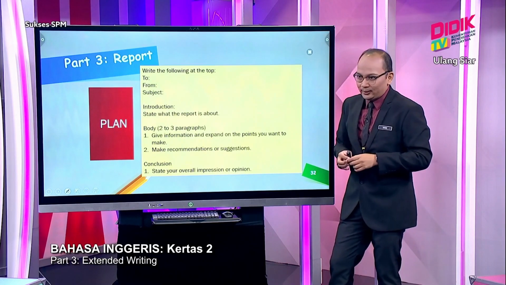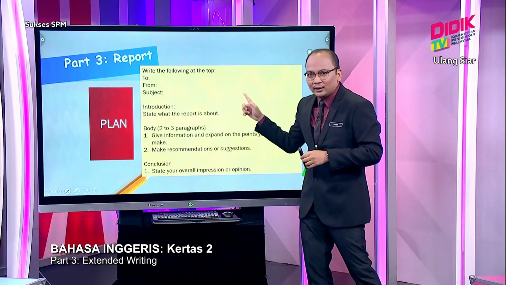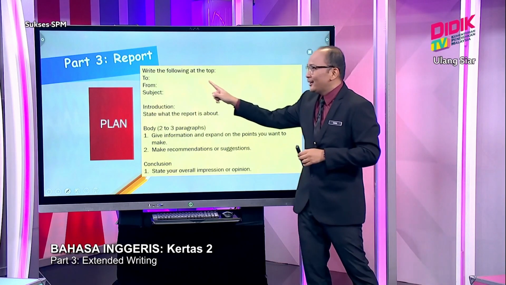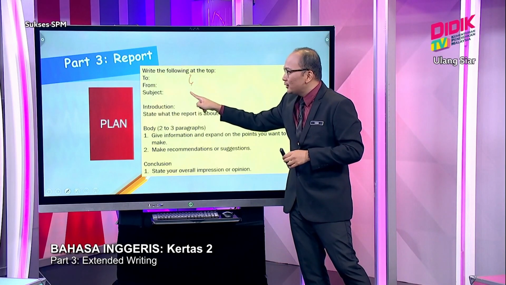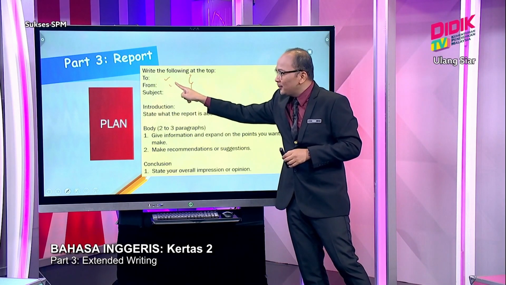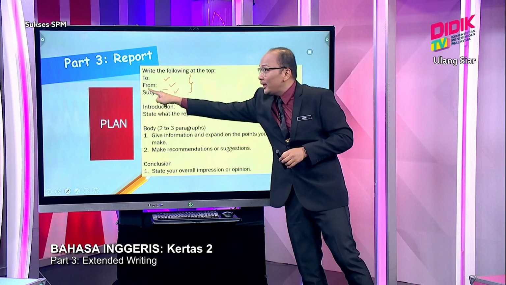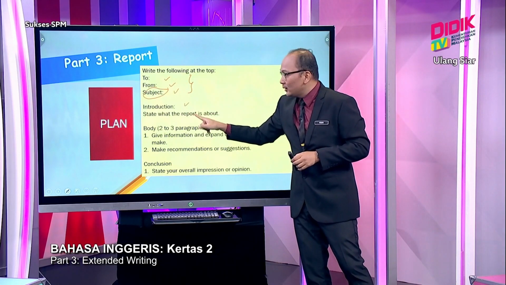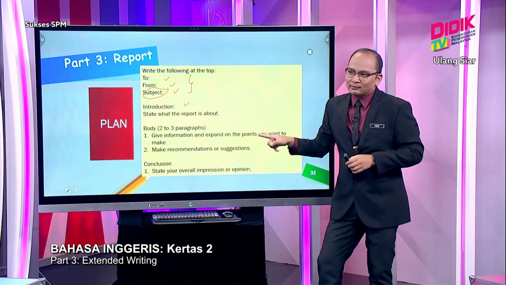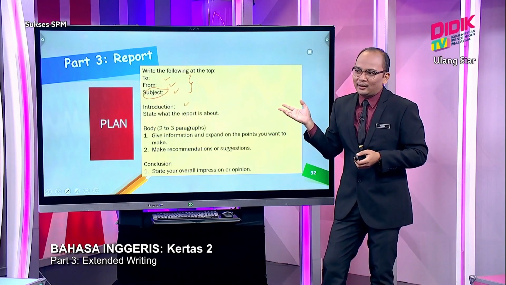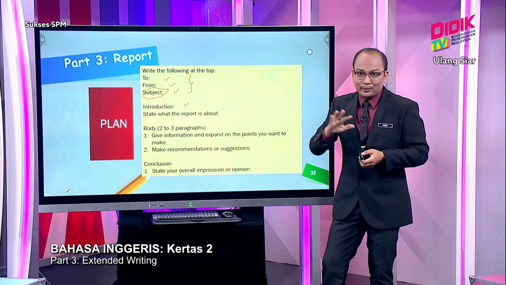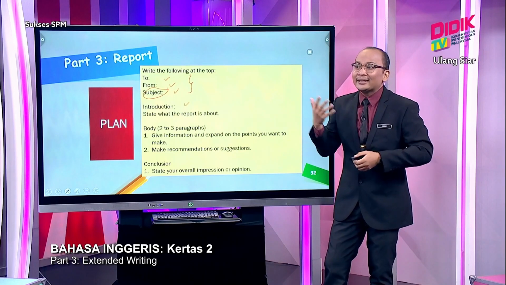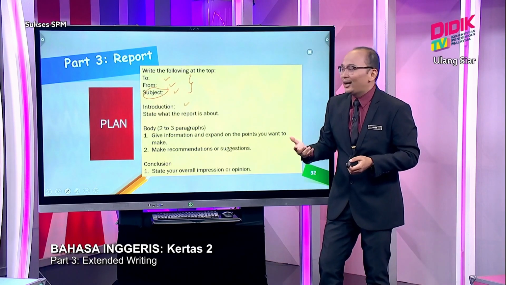Now for report. Okay. I'm just giving you a little bit of the overview so that you pay attention to the things that you need to include. So what do you need to put on the top? To, from, and the subject. Subject meaning the title. Introduction, a little bit on what the report is all about. It can be about school activities. So don't be afraid, the theme is about the activities that the students do at school.